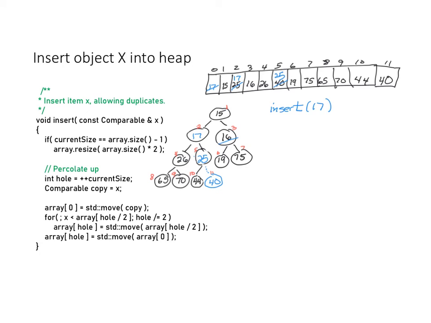Again, what is the runtime for this? How many compares did we do? At most, we'll do 1, 2, 3, our for loop, the height of our tree comparisons. So the runtime is big O log of n for a single insertion into an already existing binary heap.